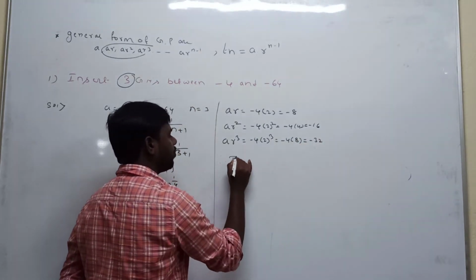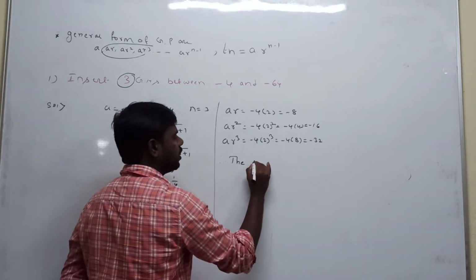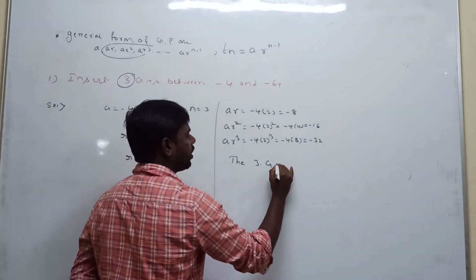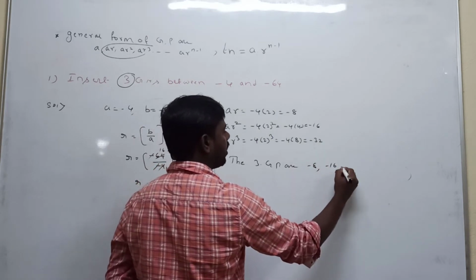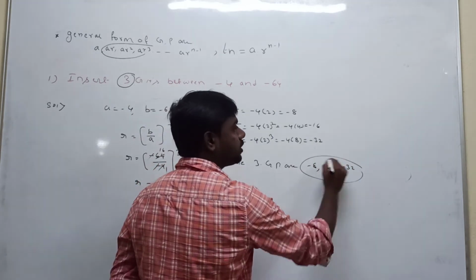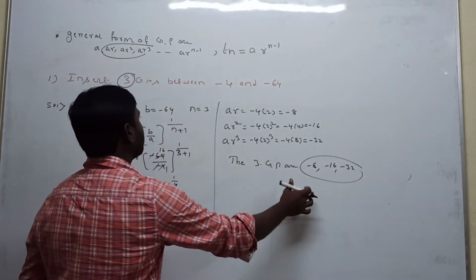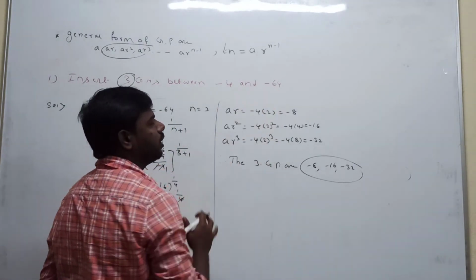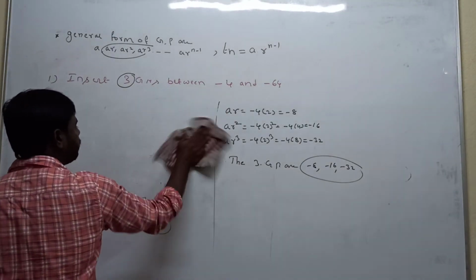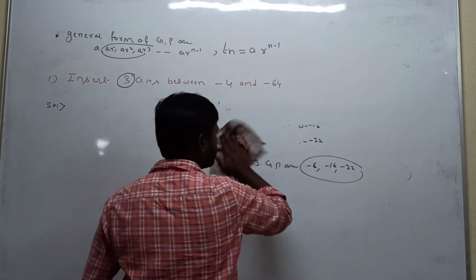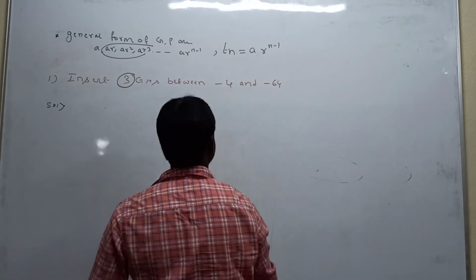So which elements do you want? Only 3 elements. So the 3 geometric progression terms are minus 8, minus 16, minus 32. These 3 elements are called geometric means between minus 4 and minus 64. Is it clear? Did you understand? Next we are going to the second problem. This question is very important for the final exam.